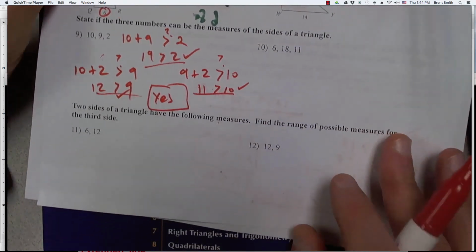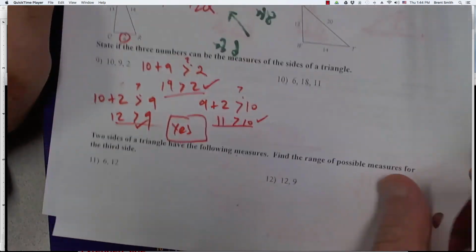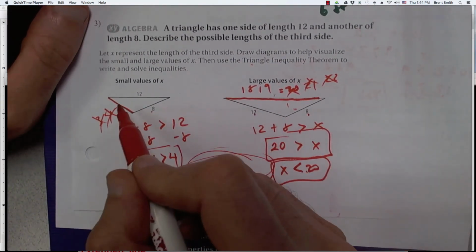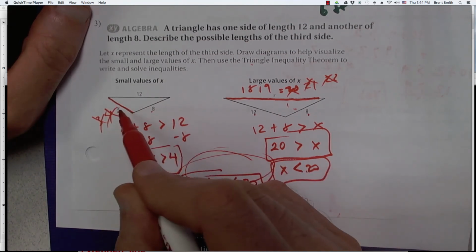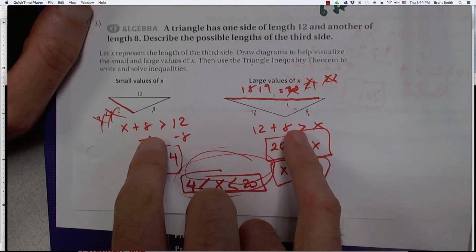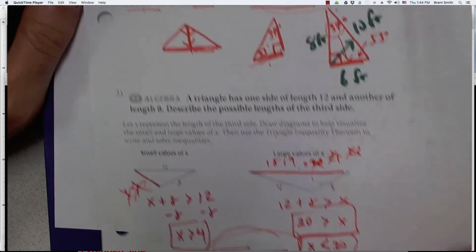And now let's talk about this last type of problem where we did the demo where we have two sides. And again, the main idea is think about your missing side could either be the short side or it could be the long side. So you have to think of two different ways to write this inequality. We'll just use x to represent our mystery side.